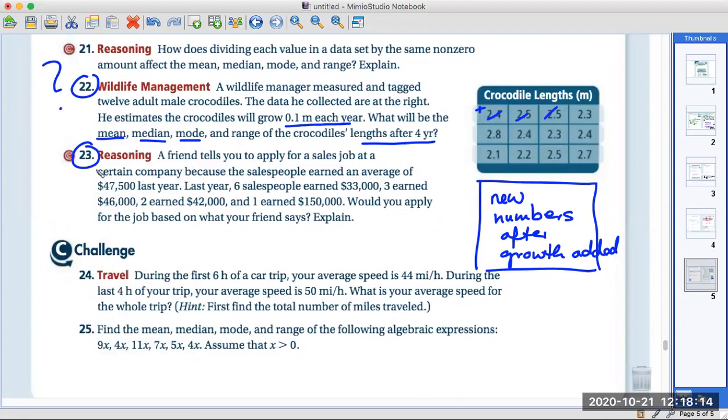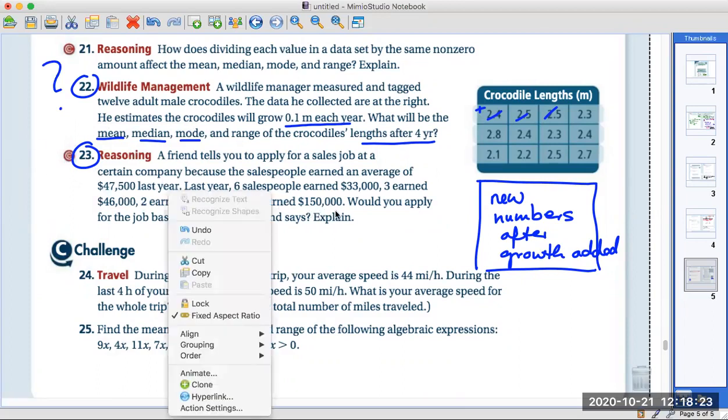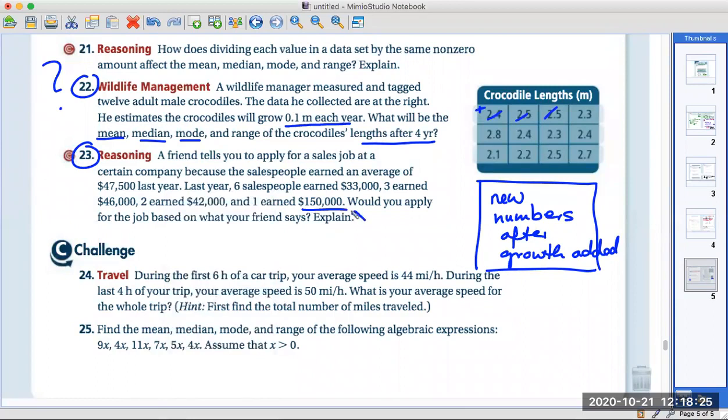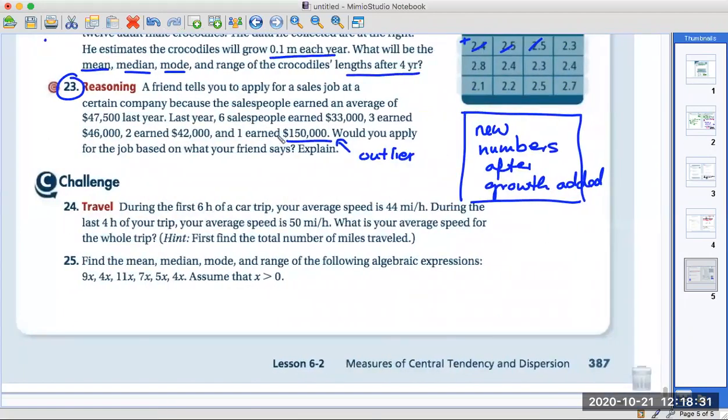Number 23, there's an outlier here. What does that outlier do? Would you want to use the mean like they did? Read the question. Okay, so those are the homework parts.